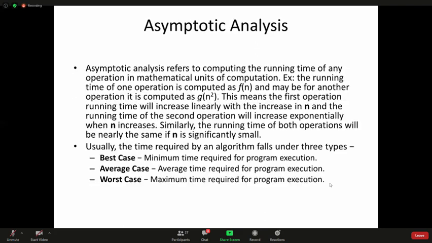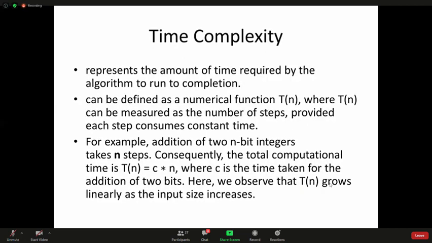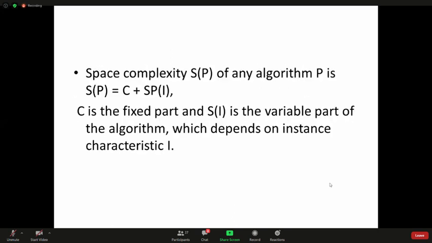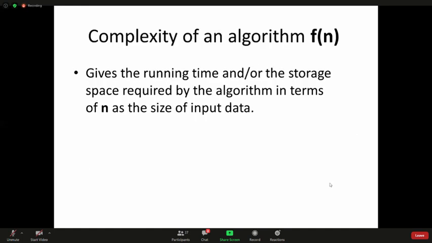Right. Then asymptotic analysis we'll consider next day. The mathematical side I am not going to discuss in much more depth, but you should have the basic understanding of calculating the complexity and efficiency of algorithms.